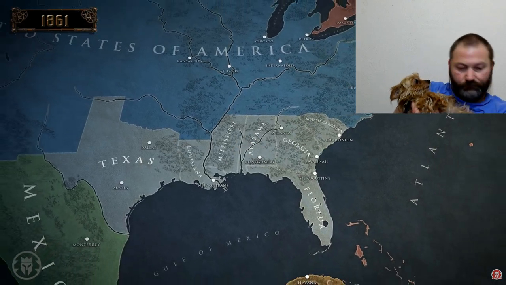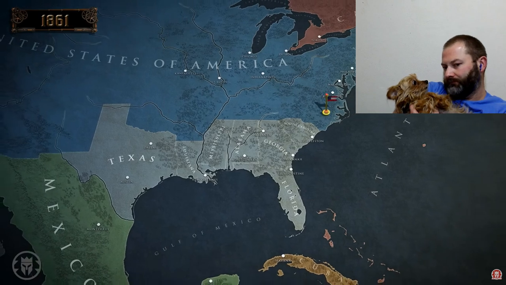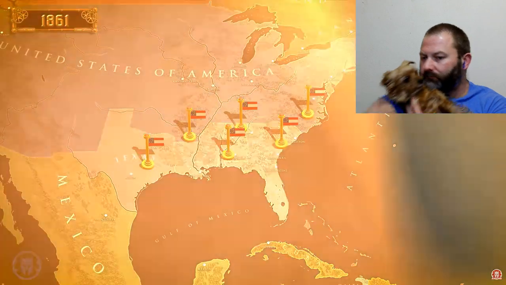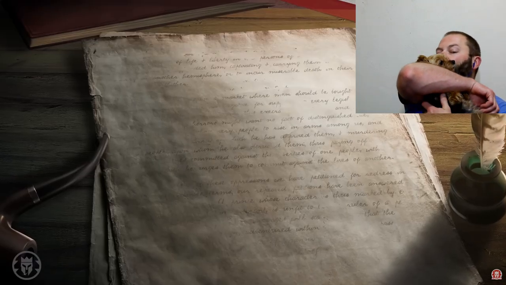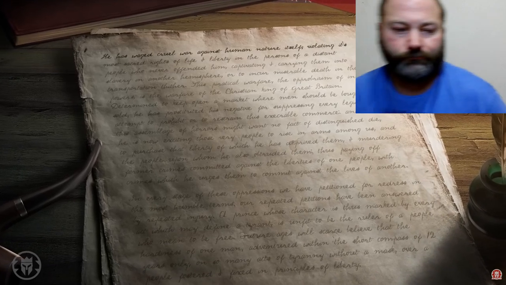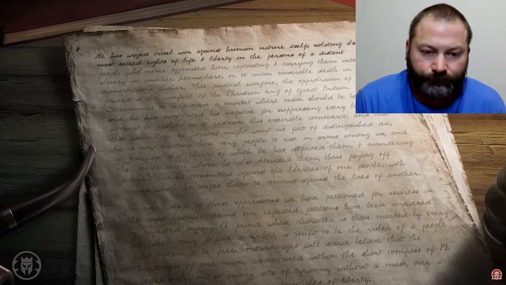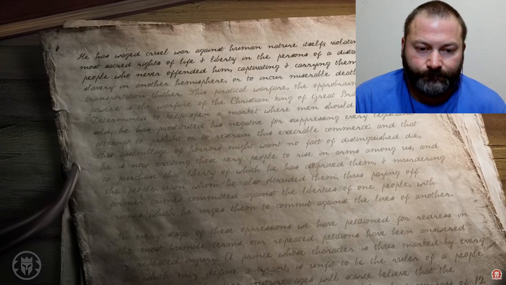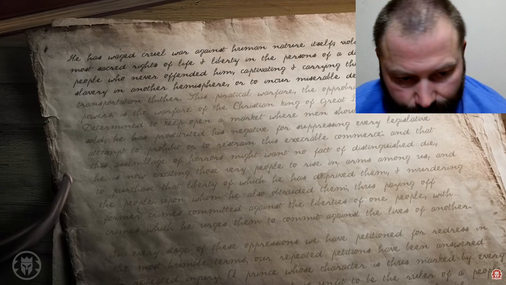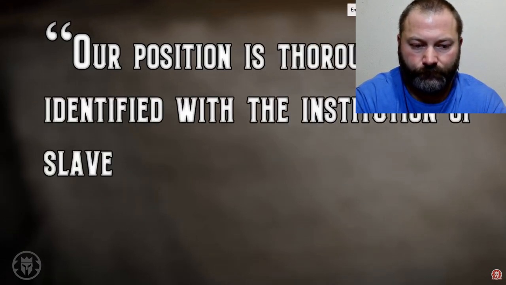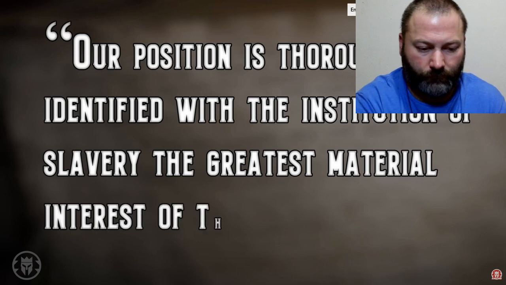However, you shouldn't take historians' word for it, for the Confederates' own words agree with them as well. The Confederates were quite open about slavery being their reason for revolt. In personal letters, church sermons, newspaper articles, and even their founding documents, the Confederates repeatedly stated that maintaining slavery was the entire reason for secession. The second line of Mississippi's Declaration of the Causes for Secession states that our position is thoroughly identified with the institution of slavery, the greatest material interest of the world.